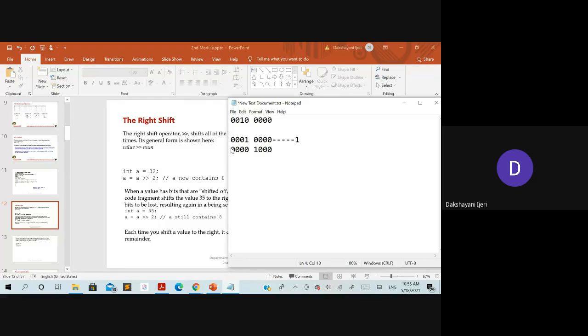Is it so? Yes, ma'am, with respect to the second rotation. So why have you filled it with 0 here? Because the preceding value is 0.